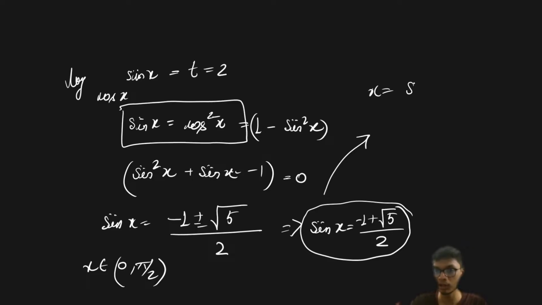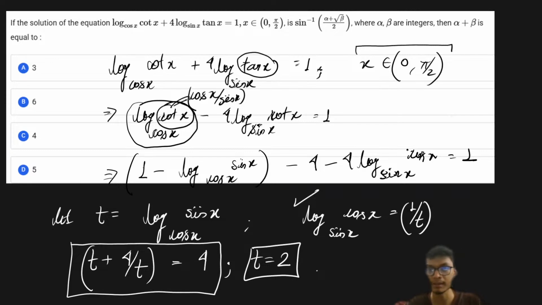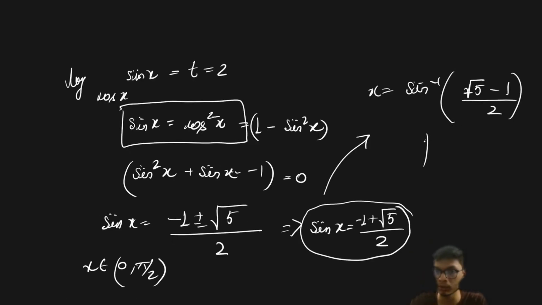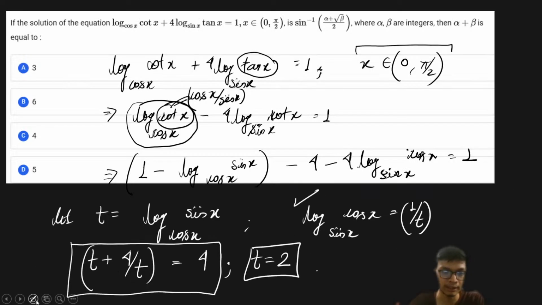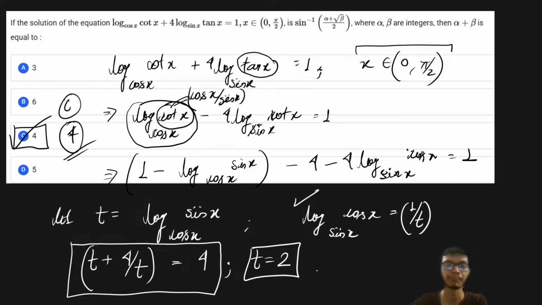So from this part I will have the value of x as sine inverse of square root of 5 minus 1 by 2, which is basically mentioned in the problem, as it is said that this particular solution of x is given as sine inverse of alpha plus square root beta by 2. So beta over here I will have as 5 and alpha over here I will have as minus 1. Therefore my value of alpha plus beta is equal to 4. That is what is asked in the problem. So from here you can see that option number C is going to be the correct answer for this particular problem. So 4 is my correct answer. That is option C. Okay.